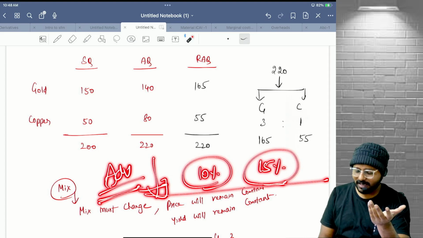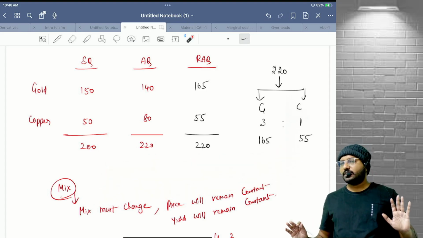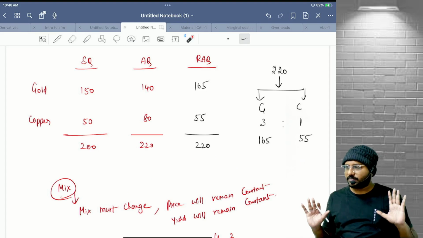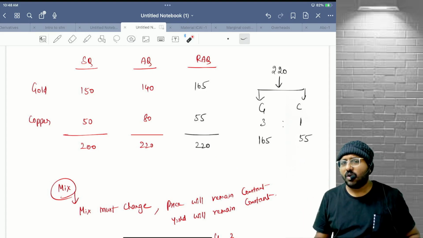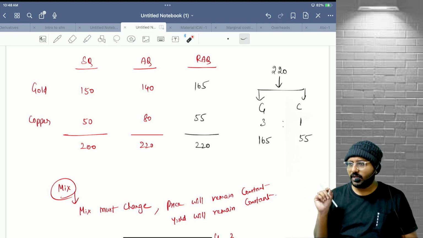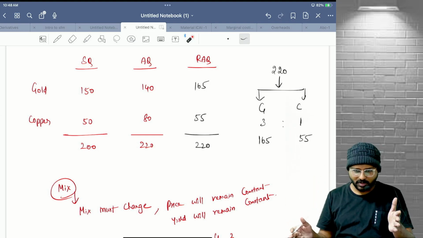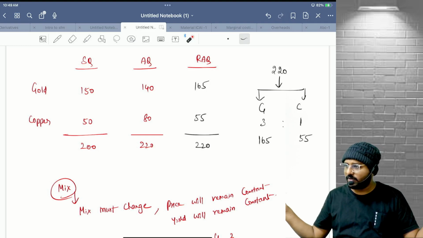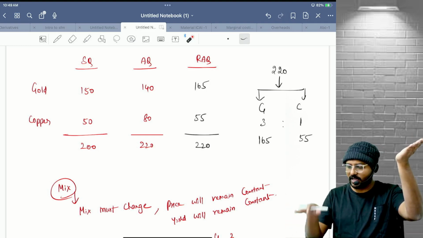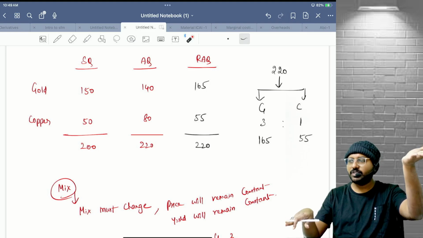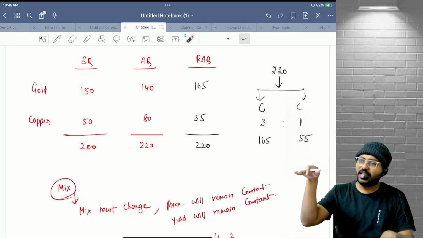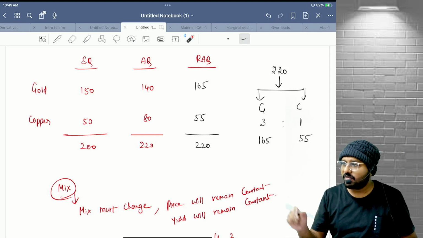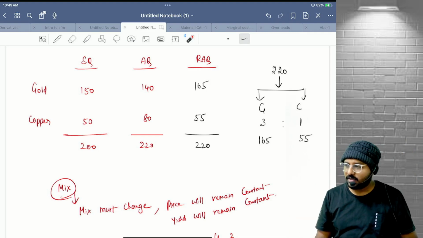So like this, there can be any reason. But the point that you have to understand is, yield variance always talks about loss. My expected loss, my actual loss, same, then there is no yield variance. My actual loss is greater than my expected loss, then there is adverse yield variance. My actual loss is less than the expected loss, then there will be favorable yield variance. Got it? Are we done with this?